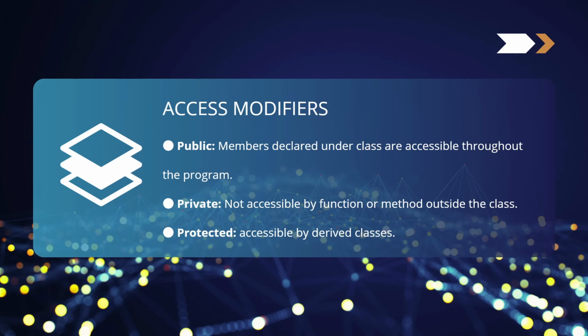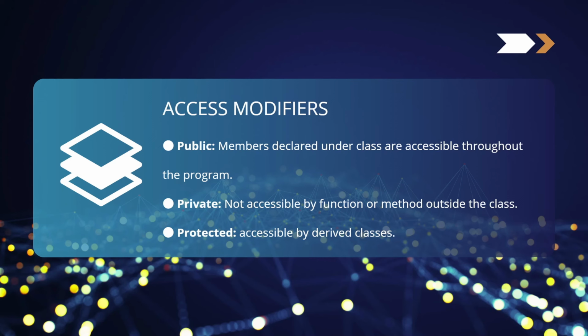Private. Definition: members declared as private are only accessible within the class itself. They are not accessible from outside the class or by derived classes. Usage: used to encapsulate and protect data from being modified directly by outside code.